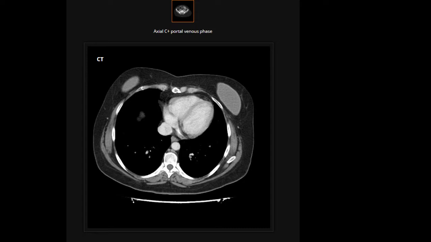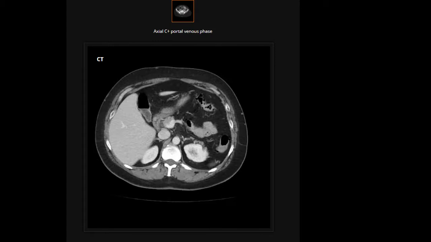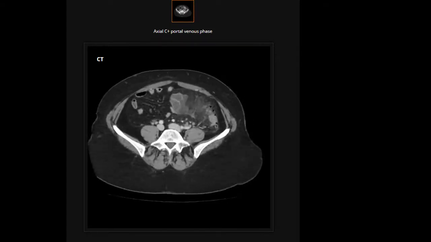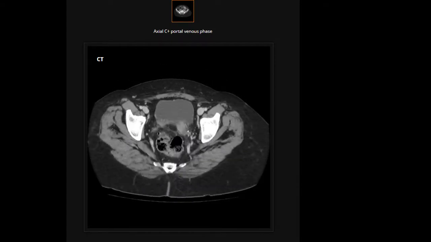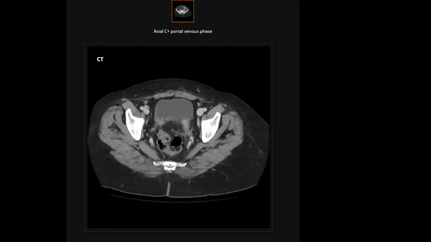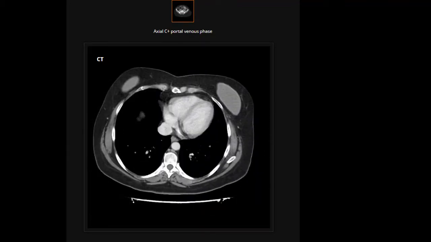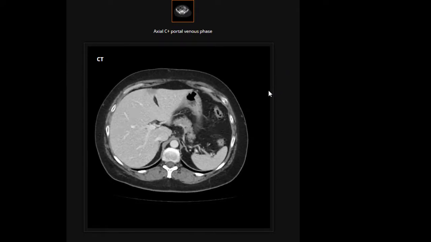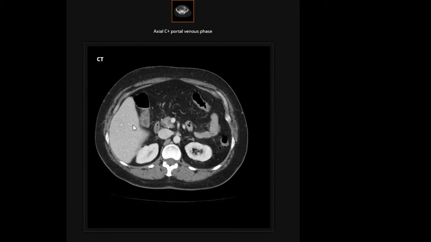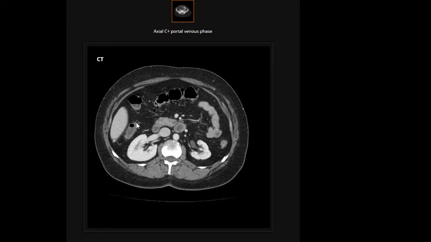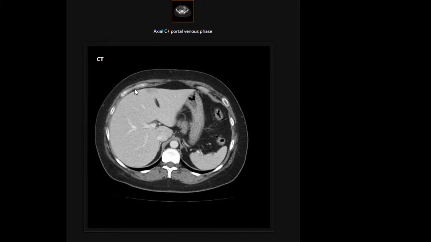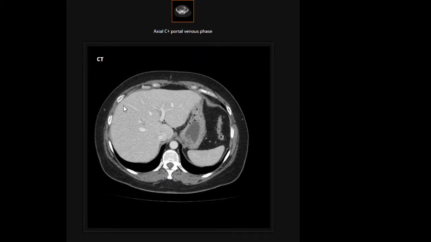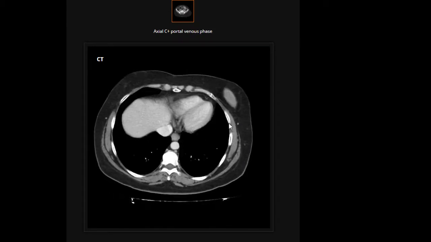So the first thing I'm going to do is just take a quick scan through the case and look for any obvious abnormality. And then I'll come back to the top and start my search pattern. First, looking at the liver, at the right hepatic lobe and the left hepatic lobe. This is right in radiology and this is left, just to remind you.